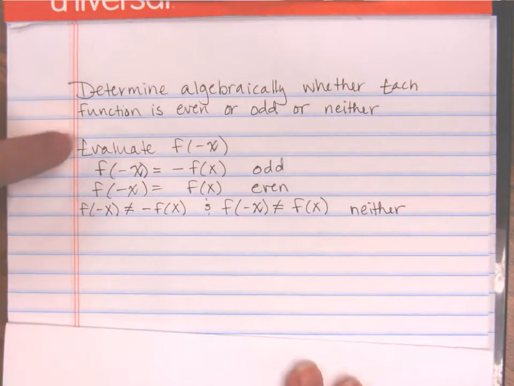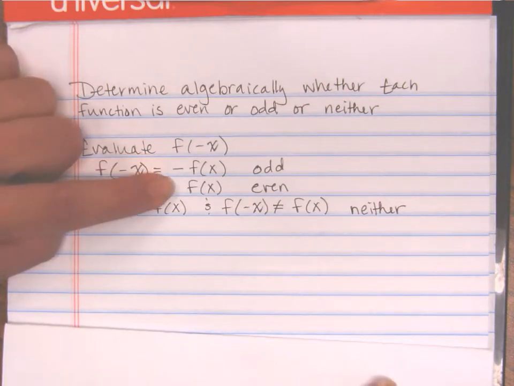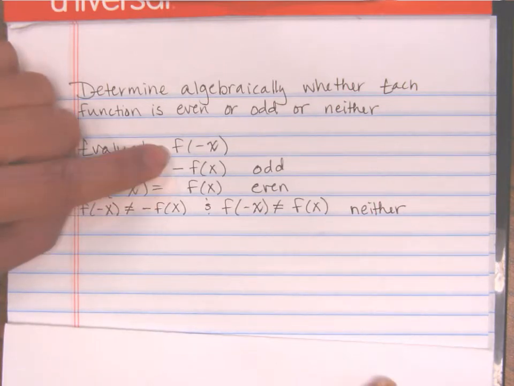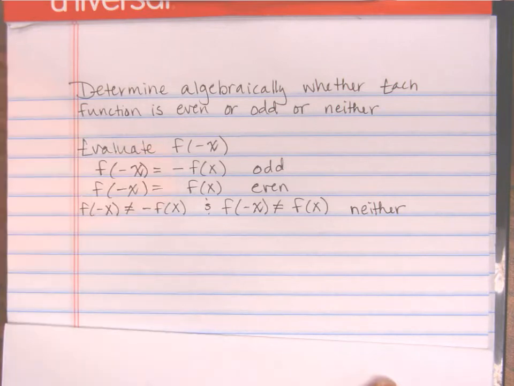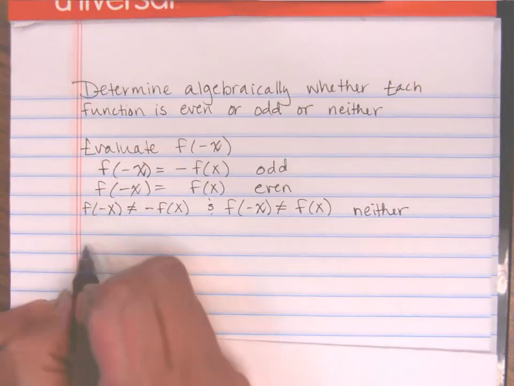So in one instance, we're going to end up with the exact same function with all of our signs different, or we're going to end up with our exact same function. Those are even and odd. And if we end up with something completely different, then it's neither. So let's look at a function.